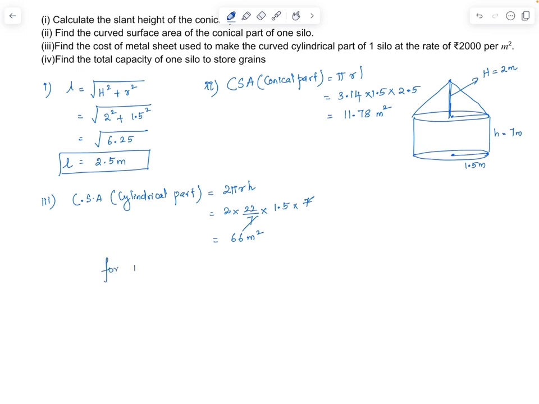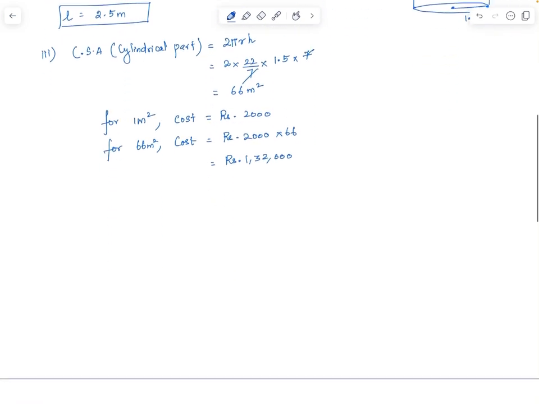For 1 meter square, cost is rupees 2000. For 66 meter square, cost is rupees 2000 times 66, which is 1,32,000.